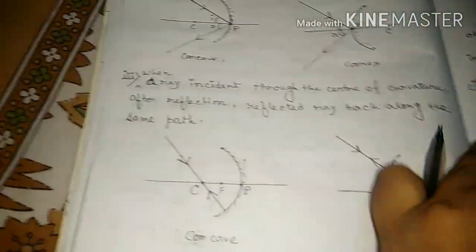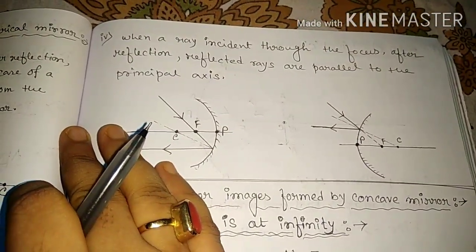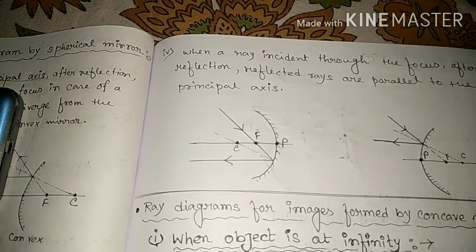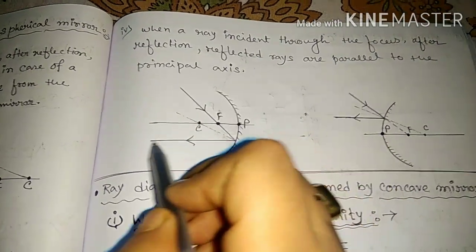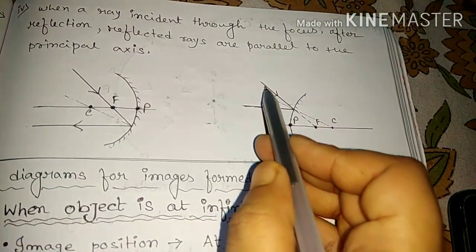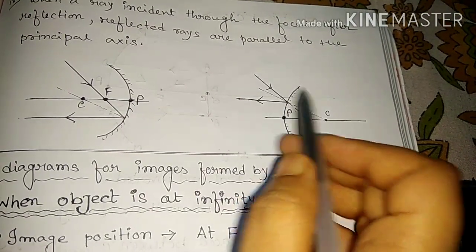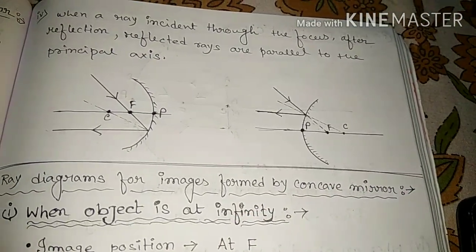Clear? Fourth rule. There are four rules for making a ray diagram by a spherical mirror. When a ray is incident through a focus, it is just opposite to the first one. The first one is a parallel ray incident on a mirror, and after reflection it will pass through the focus. Now if a ray is incident through a focus, after reflection the reflected ray is parallel to the principal axis. This diagram is also the same. This is an incident ray through the focus. We use a dotted line. After reflection, it will be parallel to the principal axis.